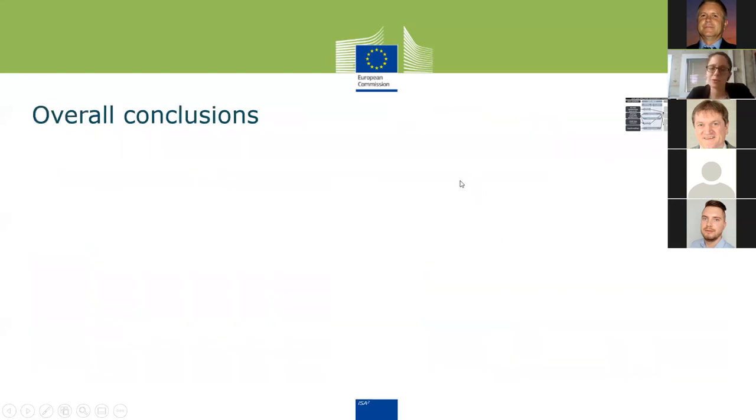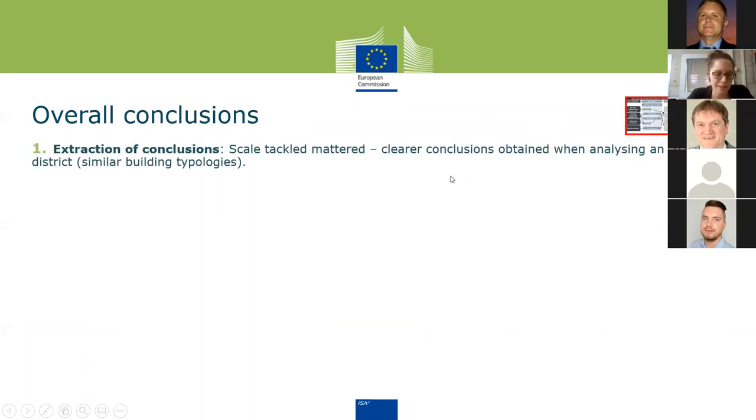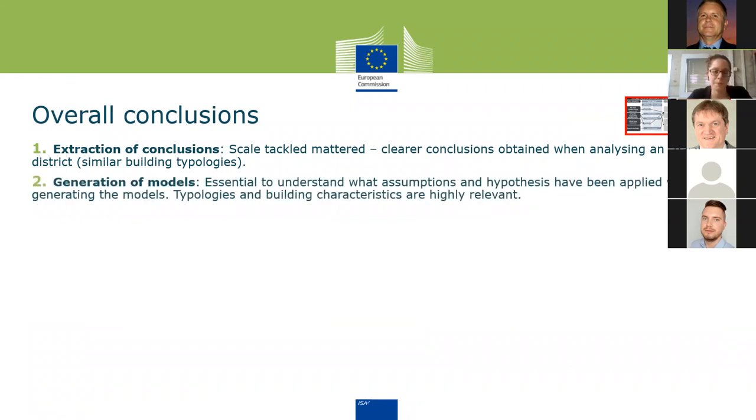So as overall conclusions of the whole process, we could say that the extraction of conclusions was easier when dealing with a smaller district, like in the case of Cuatro de Marzo, because it was easy to detect where some issues were, especially in this district, because as I said before, we have only two building typologies. Then in the generation model, it is essential to know how they have been generated and what type of hypothesis have been applied, because this can affect the results largely.